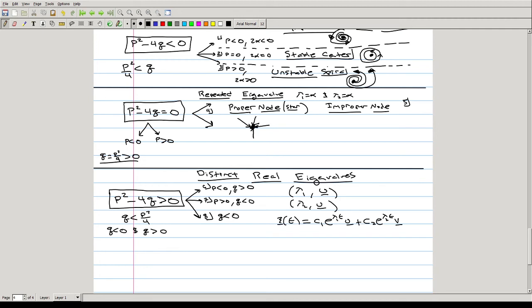If alpha is negative, in which case it's called a stable proper node. This is when this eigenvalue is less than 0, or P is less than 0.